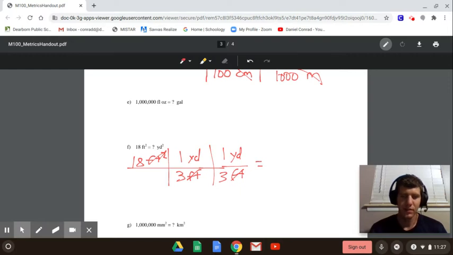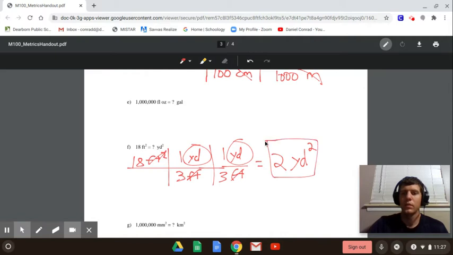Divided by 3 times 1 divided by 3, and we end up with 2. And what do we have left here? We have yard times yard, which is going to be yard squared. Okay. So 18 feet squared is going to be 2 yards squared.